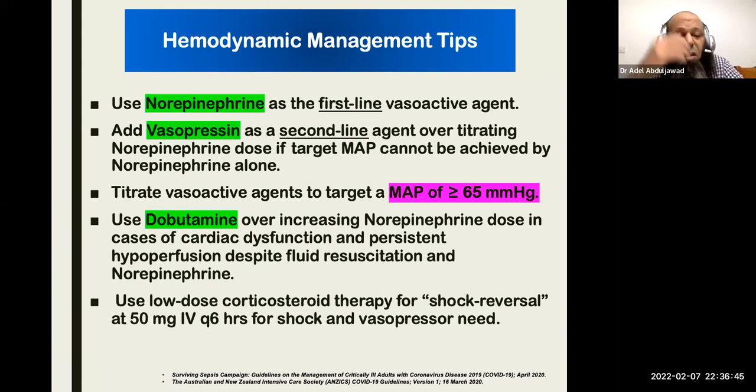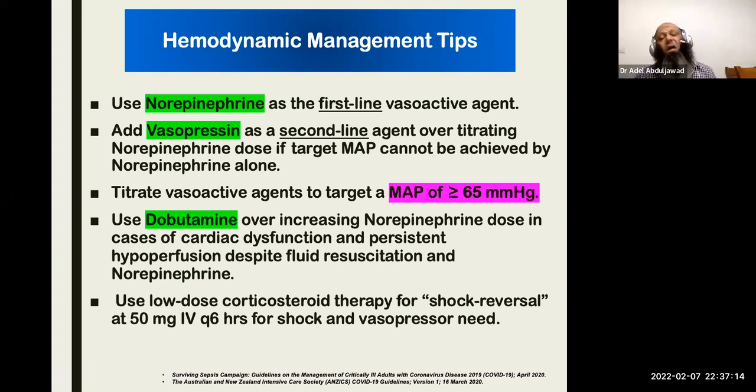You can use dobutamine in patients with low central venous saturation or in the presence of cardiac dysfunction and persistent hypoperfusion, like hyperlactatemia or low central venous or mixed venous saturation, despite you having resuscitated with fluids and norepinephrine. If there is still evidence of cardiac dysfunction and persistent hypoperfusion, in terms of low central venous saturation or high lactate, you can use dobutamine.